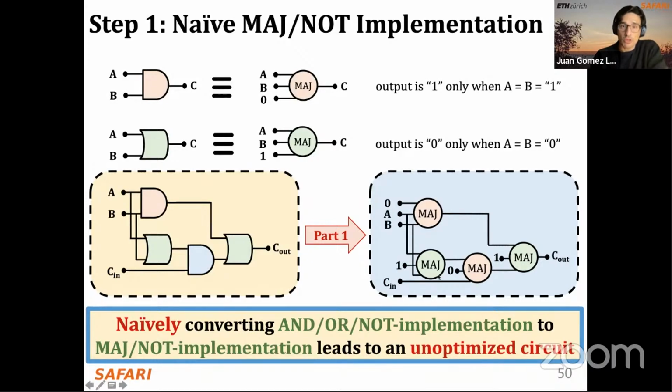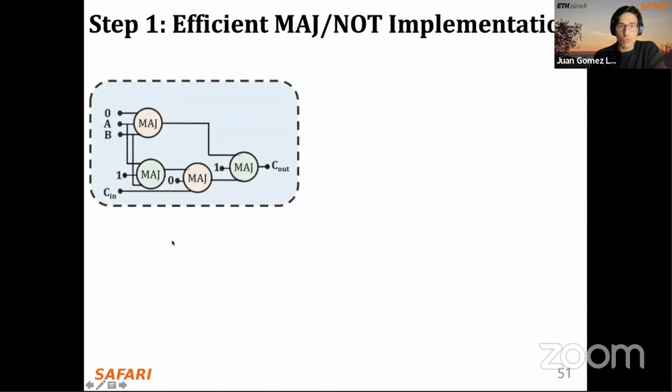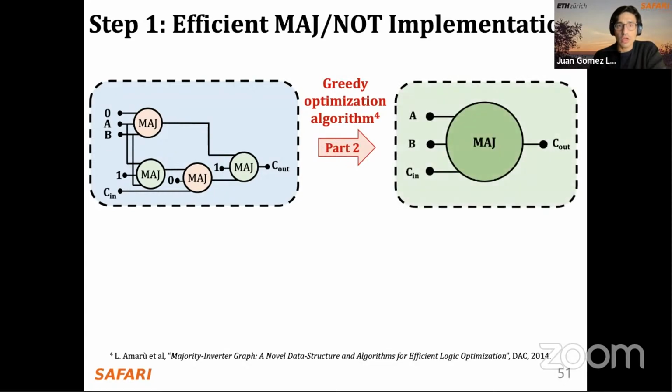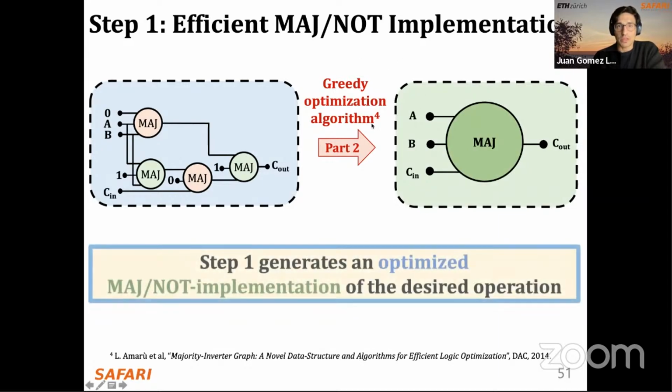But this would not be an optimized circuit, right? Because in the end, we are using the same number of gates as we have in the original representation. So one thing that we do is applying a greedy optimization algorithm that was proposed in DAC 2014 to generate the corresponding optimized majority-based logic, as you can see in this example. So in this step 1, by using this greedy optimization algorithm, we can generate optimized majority/NOT implementations of the desired operations.